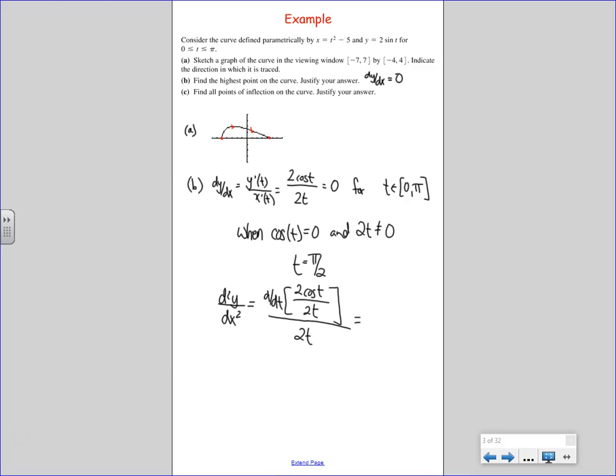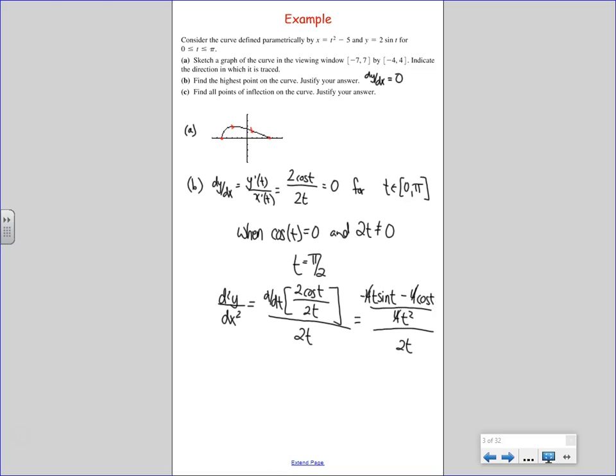So bottom times derivative of top: it's going to be 2t times negative 2 sine t, so negative 4t sine t. Oh, that feels so good. Minus top times derivative of bottom, which is just going to be 4 cosine t, all over 4t squared. So all the 4's can reduce, all over 2t.